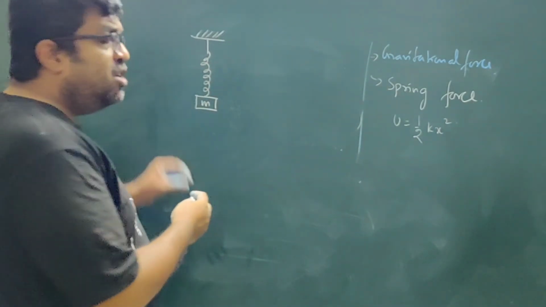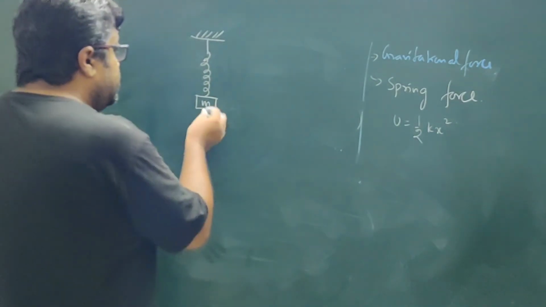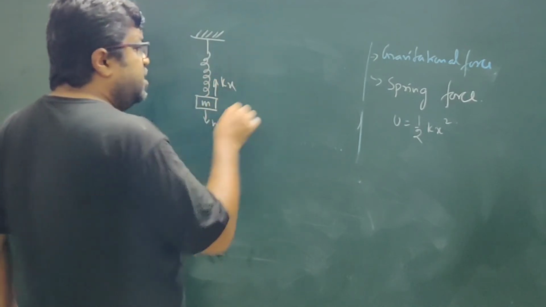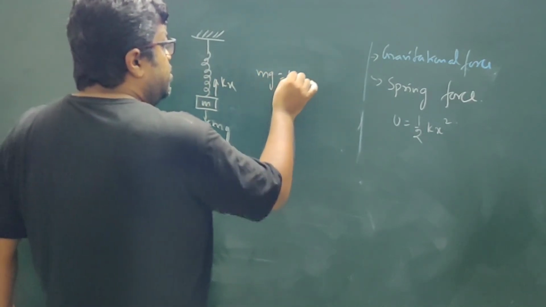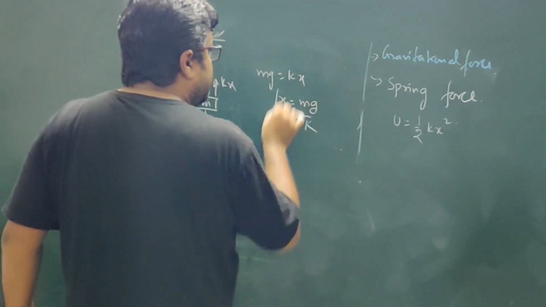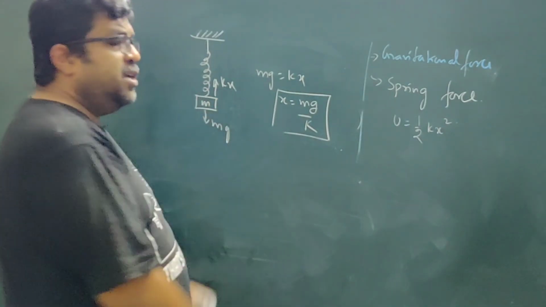When this mass is gradually lowered, the mass is in equilibrium. So if mg is the force in the downward direction, kx is the force in the upward direction. So mg is equal to kx, so x is equal to mg by k. This is the elongation when the mass is slowly lowered.